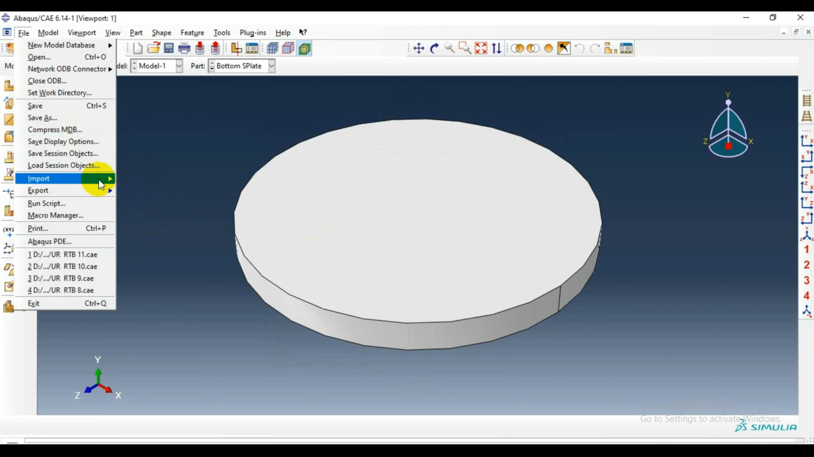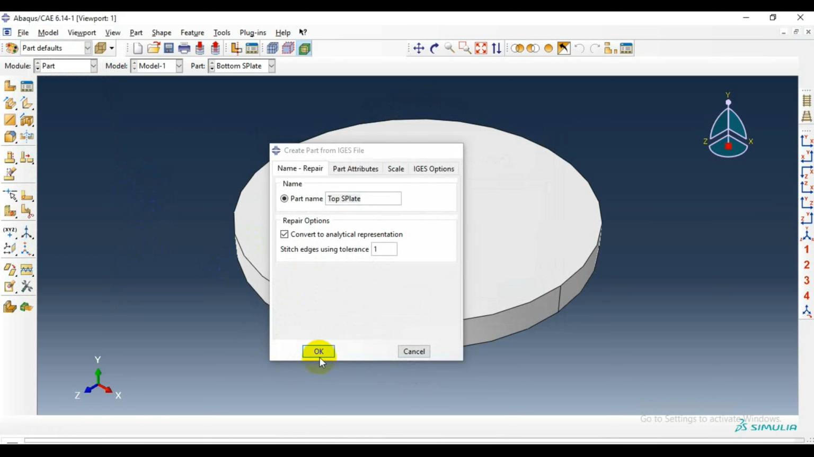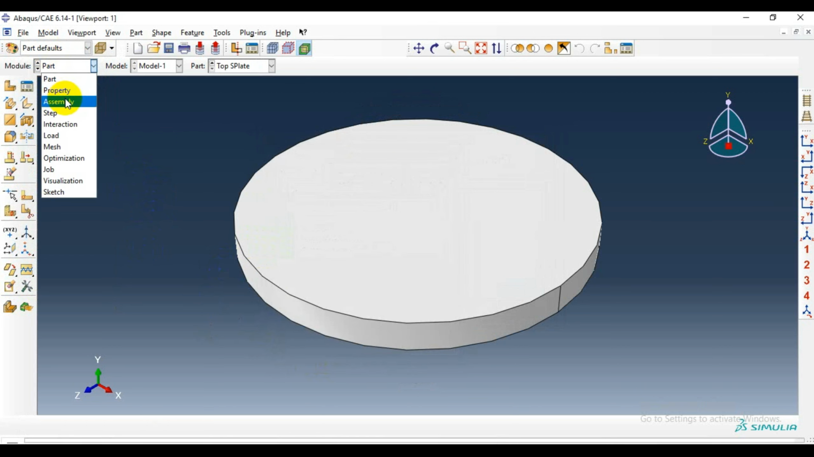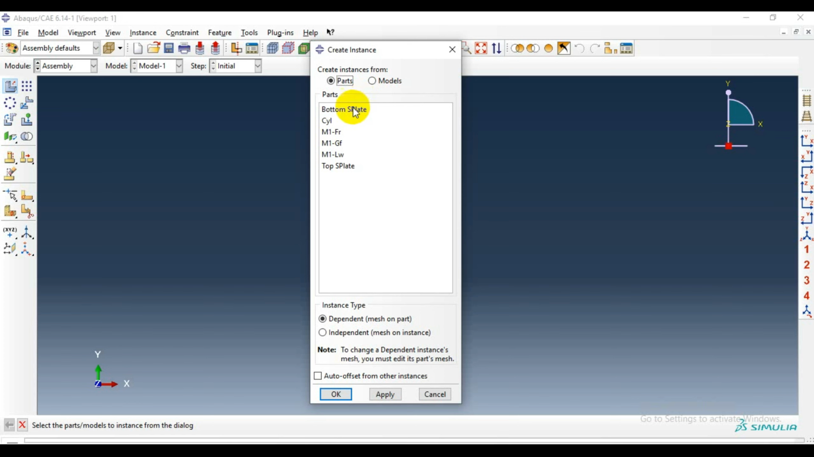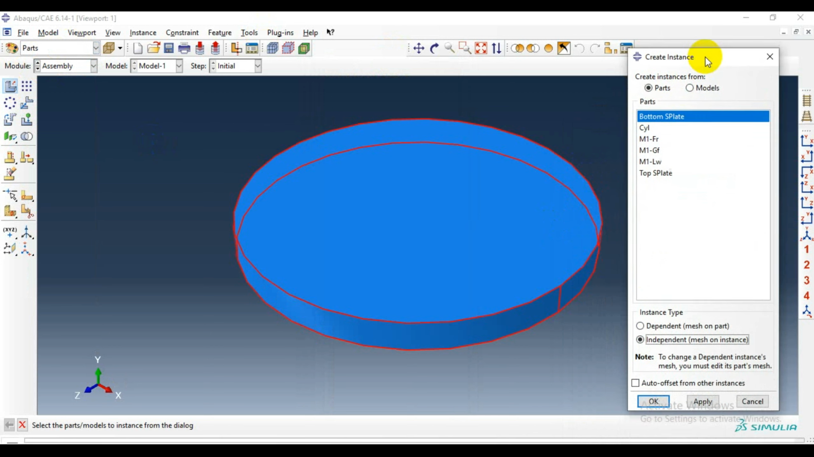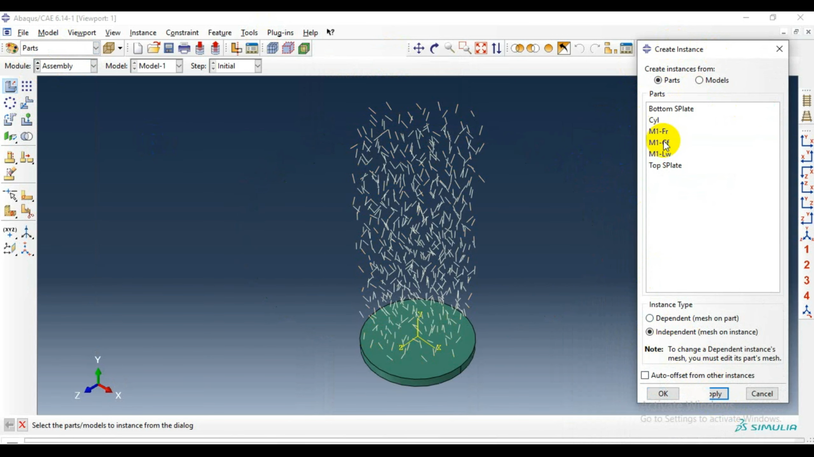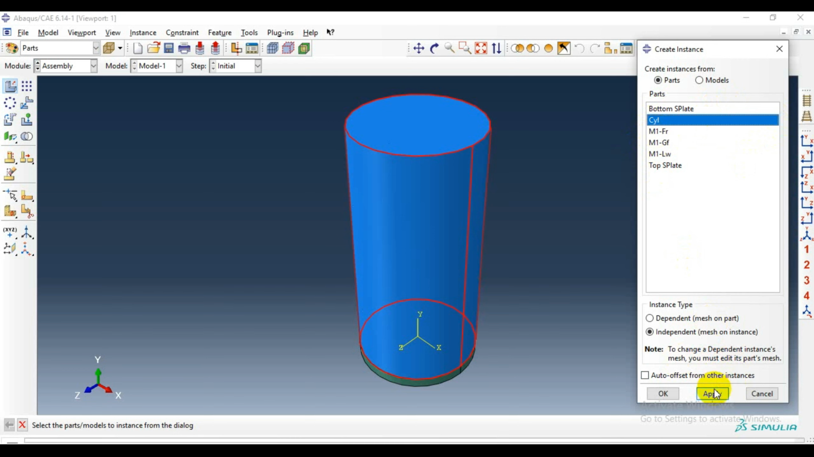We have the cylinders, and we have the top plate and bottom plate. And if we go to assembly, we can arrange them properly by first placing the bottom plate. The order doesn't matter here, but I'm just showing you how it can be done. This is one percentage of the fiber. This is the second percentage of the fiber. This is the third percentage of the fiber. And this is the complete cylinder.